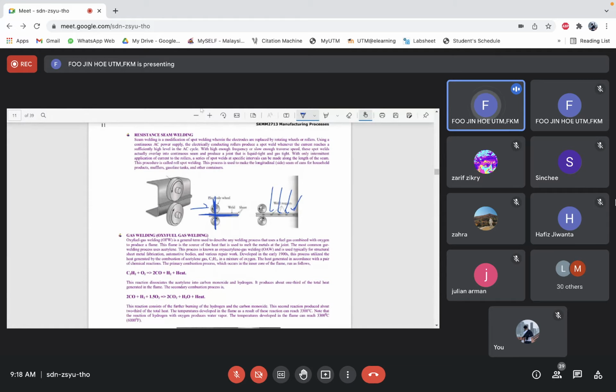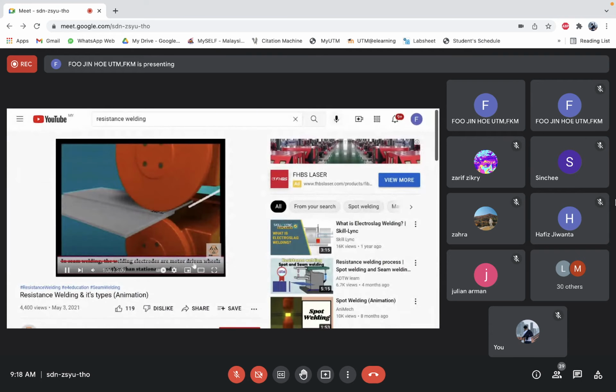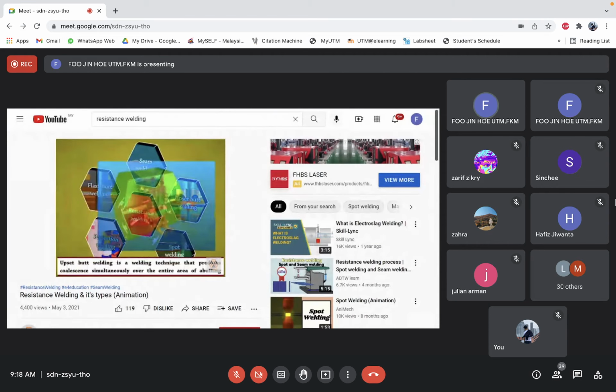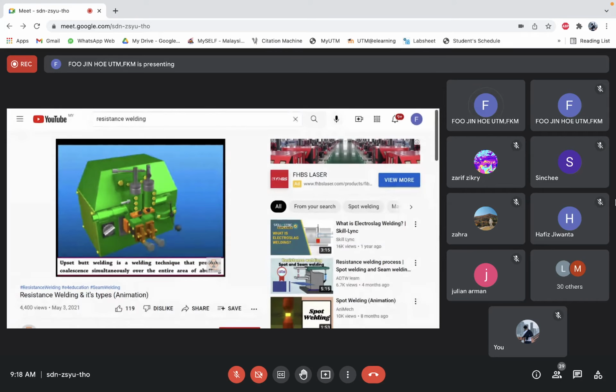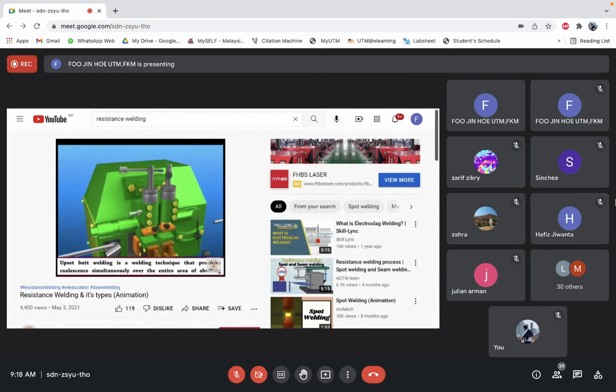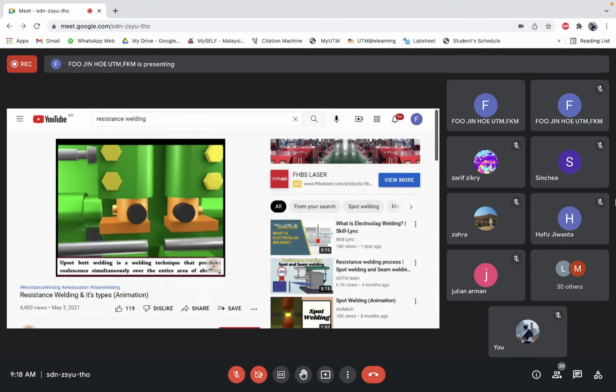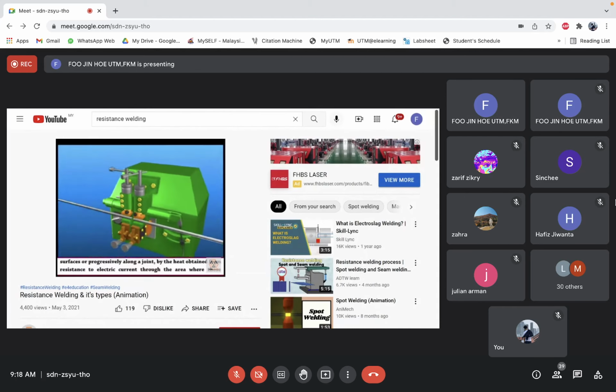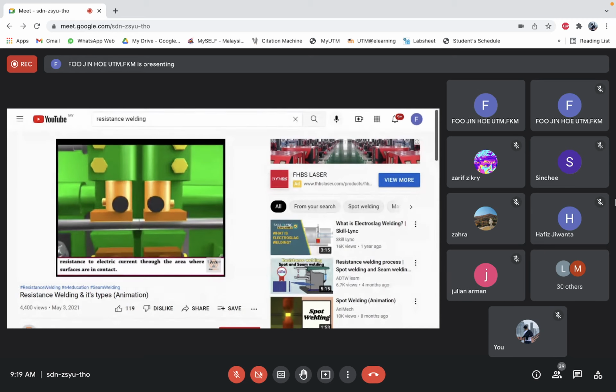So we move back to our video. Non-hermetic seam weld used to join two sheets together. Upset butt welding. Upset butt welding is a welding technique that produces coalescence simultaneously over the entire area of abutting surfaces or progressively along a joint, by the heat obtained from the resistance to electric current through the area where those surfaces are in contact.